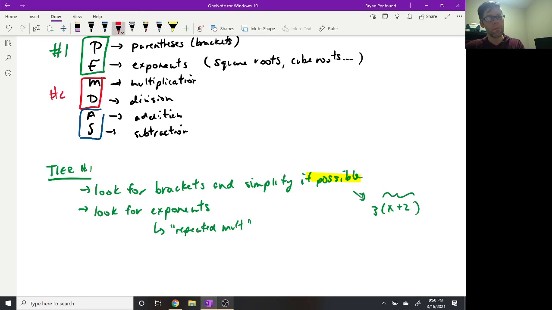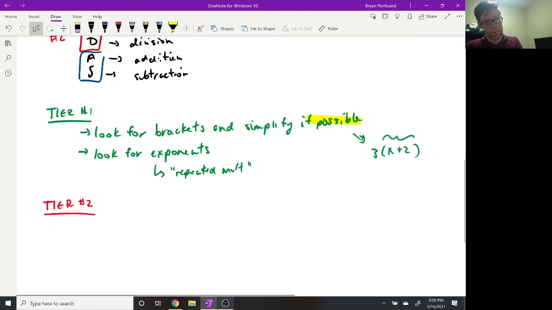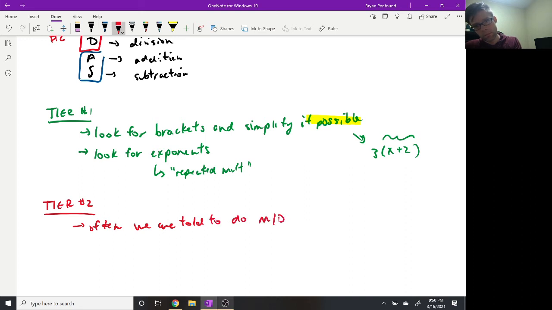Okay, number 2. So tier number 2 is the multiplication and division tier. To be fair, it doesn't really matter the order that you do multiplication and division, and often you're going to see that we just do multiplication and division from left to right. And I think that's kind of a bad way to think about the order of operations, because it's actually important for us to think about, how do I put this?